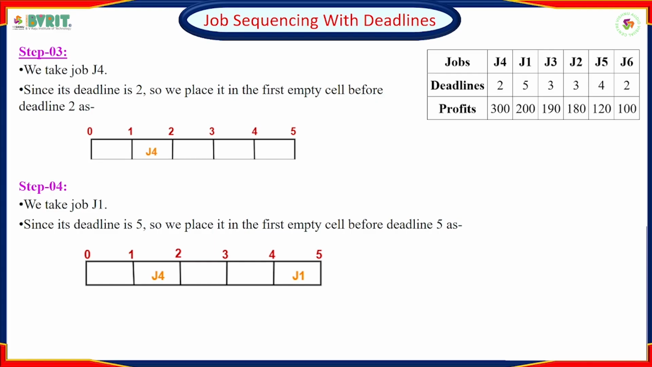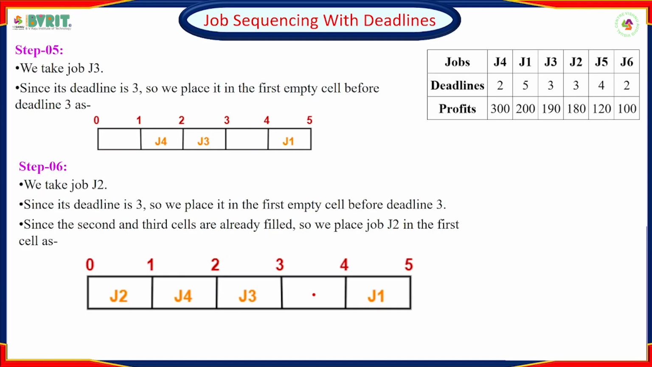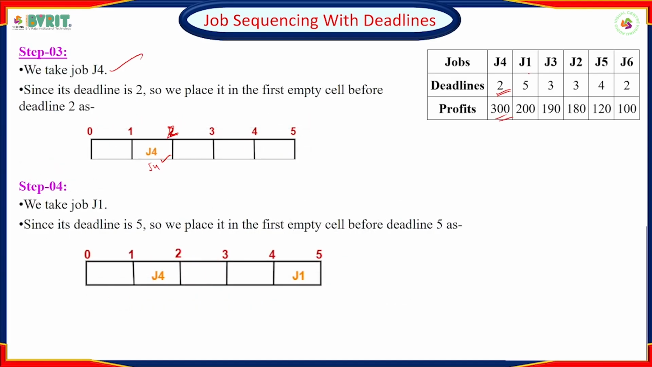See this third step. First we can take the job 4. What is the job 4? The deadline is 2, profit is 300. Job J4 is completed up to 2 units of time. Next, we can take job 1. Job 1 deadline is 5. Now, the job 1 is completed at 5 units. We have to place J1.